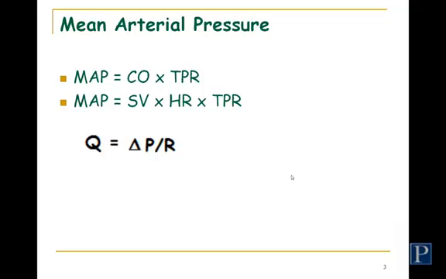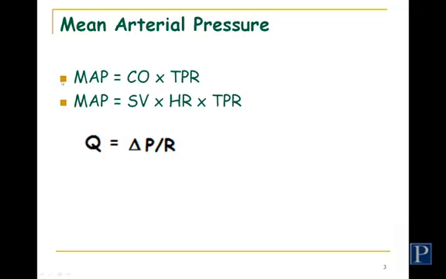Well, one of the equations for mean arterial pressure is the one I just mentioned, cardiac output times total peripheral resistance. Another way of writing it out is mean arterial pressure is stroke volume times heart rate times total peripheral resistance, because stroke volume times heart rate is the equation for cardiac output. So that's just another way of writing that equation.